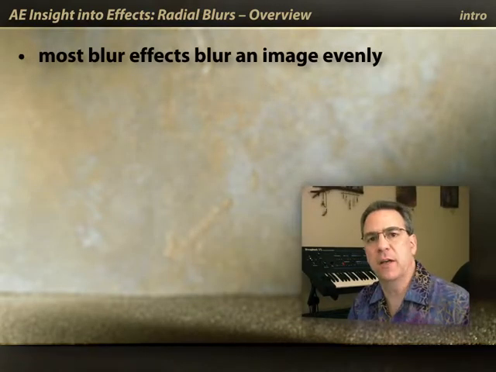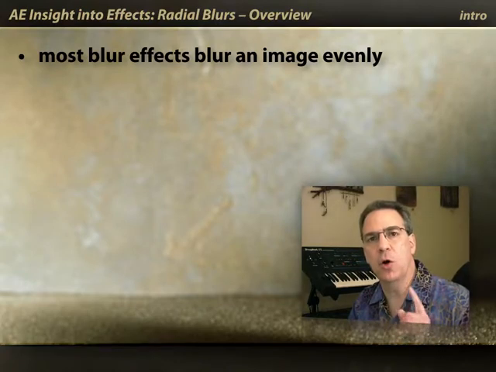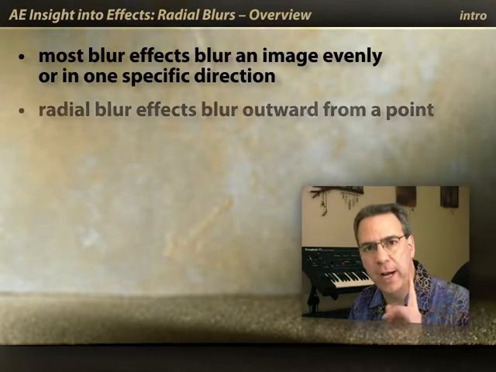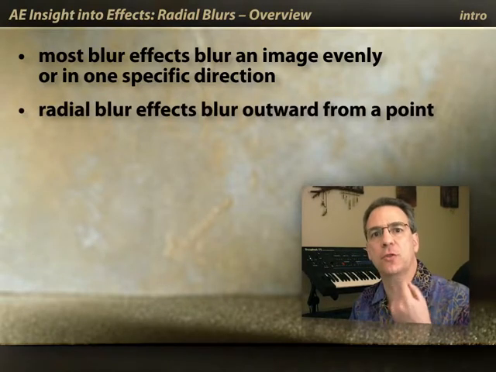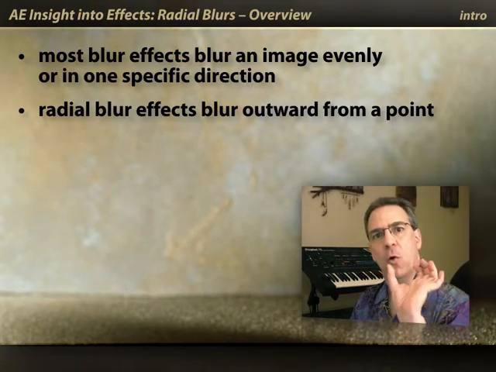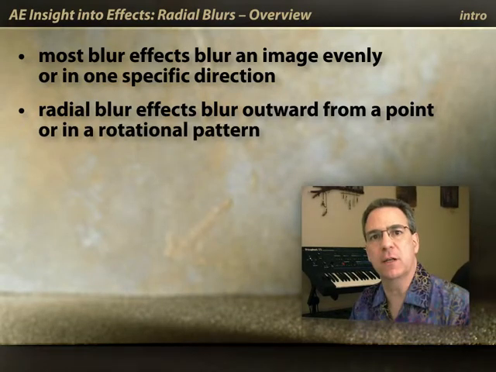Most blur effects either blur the entire frame evenly or blur in one direction, such as horizontally or vertically. Radial blur effects work in a more circular pattern. They make all the blur rays go out from a central point, or they make it look like the image is being spun around very quickly.